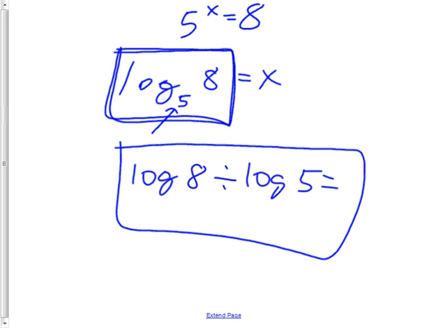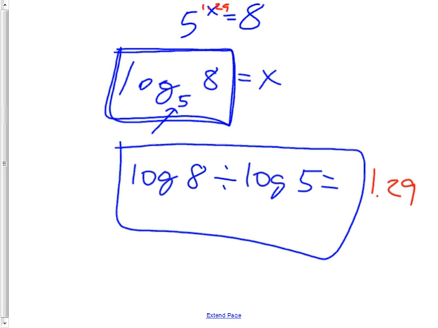Should have got a decimal if we round to like 2 decimal places. Maddie, what'd you get? 1.29. All right. That means 5 to the 1.29 power should be about 8. Why isn't it exactly 8? Because when we say 1.29, we're rounding. So that's not going to be perfect, right?